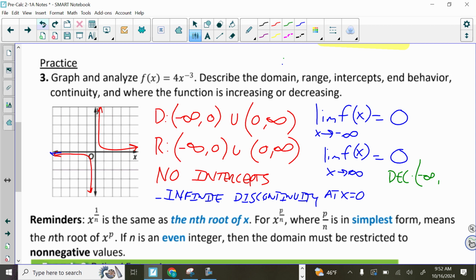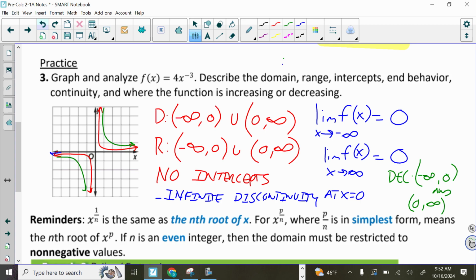Erase that, sorry. So 0 and also from 0 to infinity. Let me just take a moment on that one. We're decreasing, right? If we're going from left to right here, we're kind of going down this way, and then we start back up here and we go down again. So it's decreasing on both of those. You just can't include 0 there because it's undefined at 0.